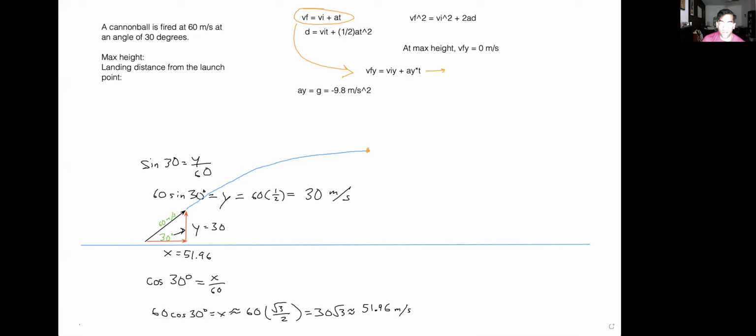Again, I know that my VFY is 0, so I can put in 0 here. I know that my initial vertical velocity was 30. And I know that my acceleration due to gravity is negative 9.8. That allows me to isolate time. So I can subtract 30 from both sides, and that's going to give me negative 30 is equal to negative 9.8 times t. My final step will be to divide both sides by negative 9.8.